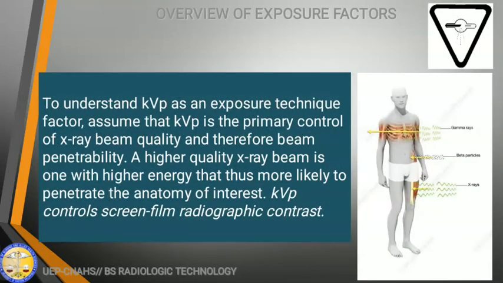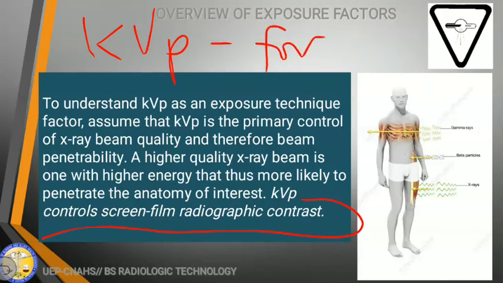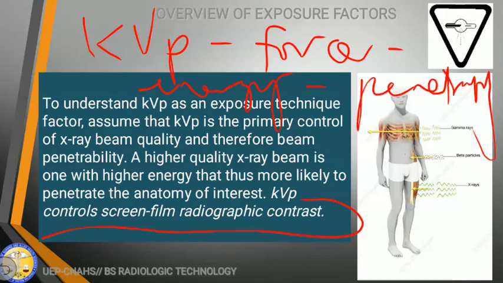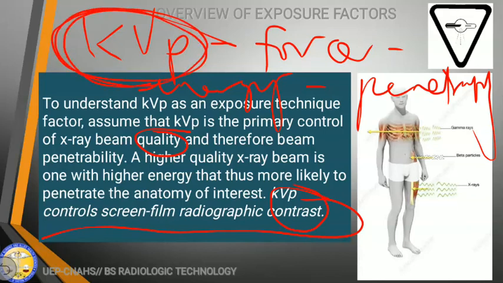To understand KVP as an exposure technique factor, assume that KVP is the primary control of X-ray beam quality and therefore beam penetrability. A higher quality X-ray beam is one with higher energy that is thus more likely to penetrate the anatomy of interest. So KVP controls the screen film radiographic contrast. So what did we say earlier? The force. Other than that, we have the energy, penetrability. Then something new, quality. And, of course, the contrast. Those are the things controlled by KVP.